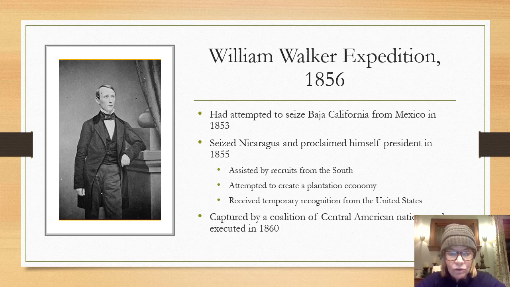He's got some recruits from the South that go and help him. They probably thought they're superior to others. I don't know what he thought. We'd have to read his diaries. But anyway, he attempts to create his own country with a plantation economy there. They get recognition from the United States as a country and as a government for a while, but it all collapsed because he was killed. People came, they captured him, and they executed him in 1860.